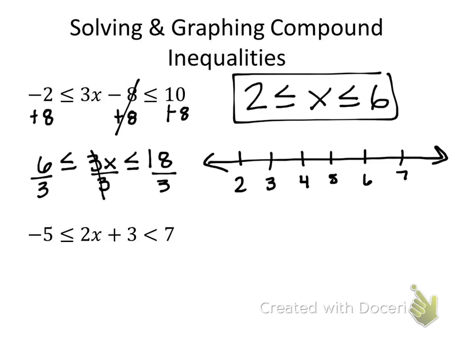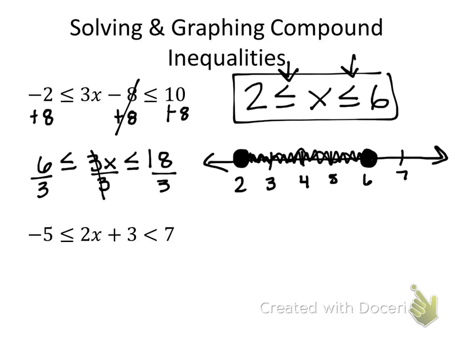I've got to be careful, though. I've got to look at what kind of circle I need over the 2. Well, if it's less than or equal to, it has to be a closed-in circle. What kind of circle do I need over the 6? Less than or equal to, so it has to be a closed-in circle. And x can be any number between these two values, so I just shade in between the two dots. That's how you will always graph an "and" problem.